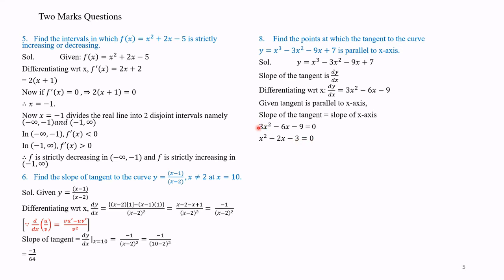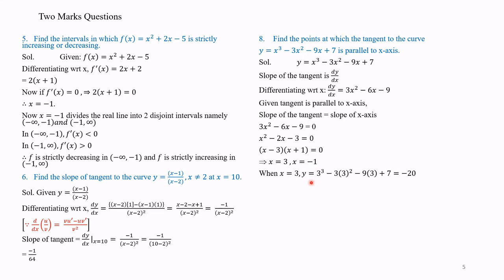That means you have taken 3 common. If you take 3 common, 3 goes here, it becomes 2x, and the last term becomes minus 3. Therefore, it is x square minus 2x minus 3 equal to 0. Factorizing, we get x minus 3 into x plus 1 equals 0. That implies x minus 3 equal to 0 or x plus 1 equal to 0, for which the value of x will be x is equal to 3, x is equal to minus 1.